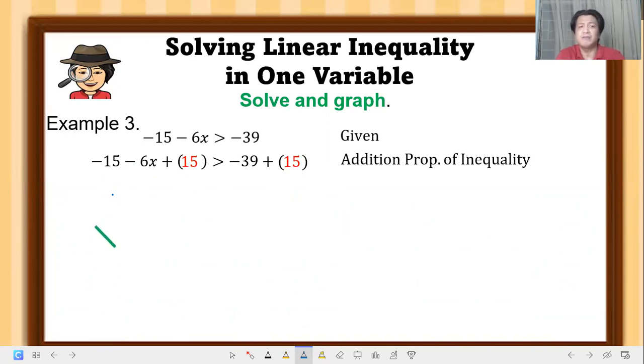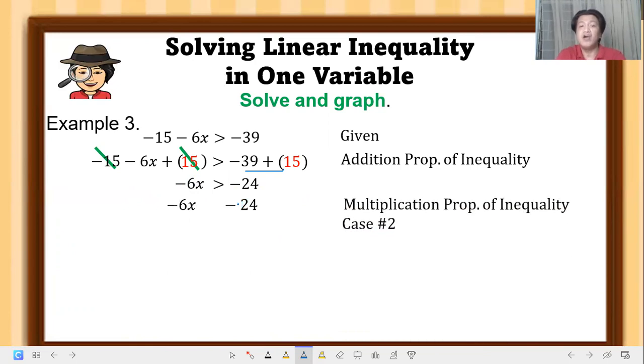Therefore, you can cancel the positive 15 tsaka negative 15. Zero na kasi siya. Matitira na lang dyan yung negative 6x. And what is negative 39 plus 15? Pag in-add mo na yan, that will be negative 24. And then, para matanggal natin yung negative 6 dyan, kasi kailangan matira yung x, no? You're going to apply the multiplication property of inequality.